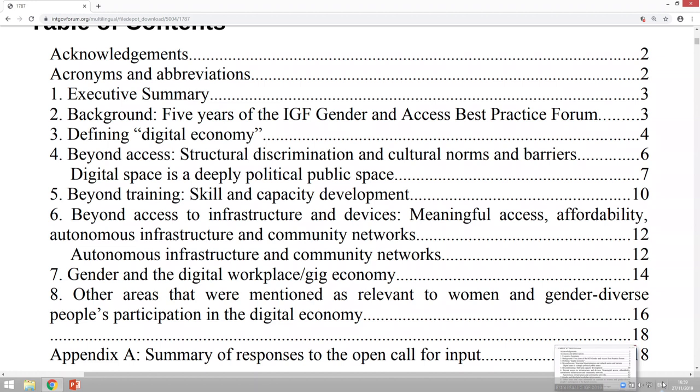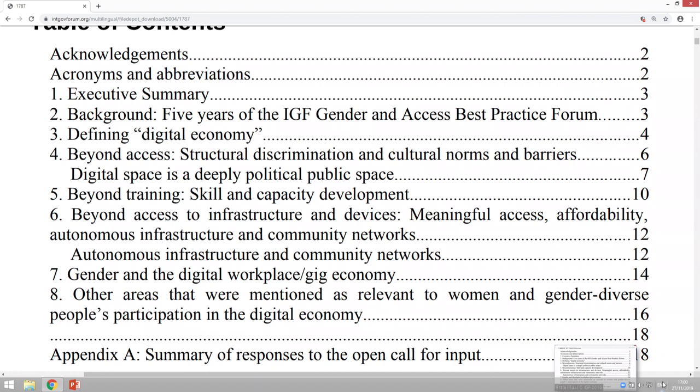And then the next chapter looks at gender and the digital workplace, the gig economy, mainly looking at platform work at the moment. So again, we're lucky, there's a lot of research on platform work at the moment. And as you'll see when you look at the chapter, there are different types of platform work. And it's important to understand that as well. And in fact, there's still not a lot of gender disaggregated data about platform work. Many of the micro work platforms don't necessarily even identify people by gender. But there are some studies that are emerging on online work.